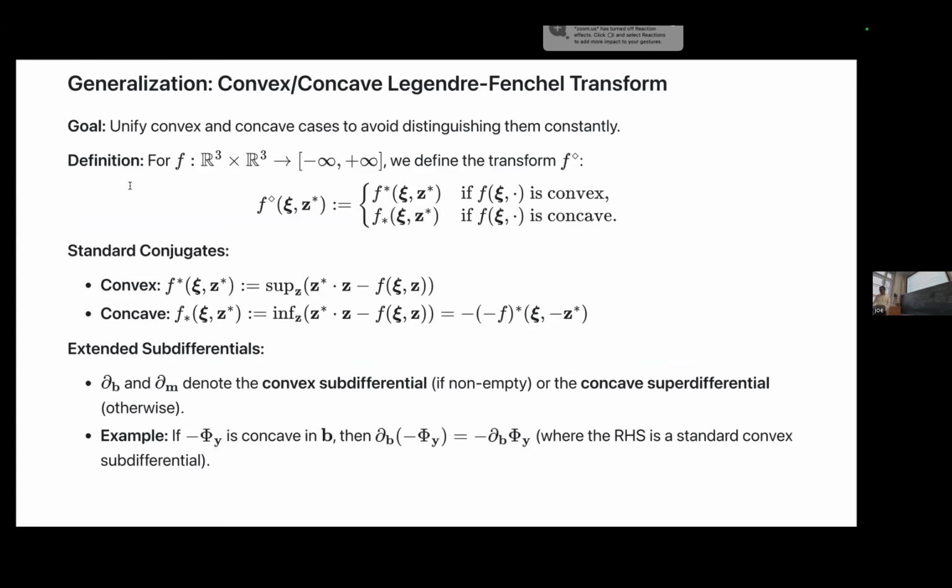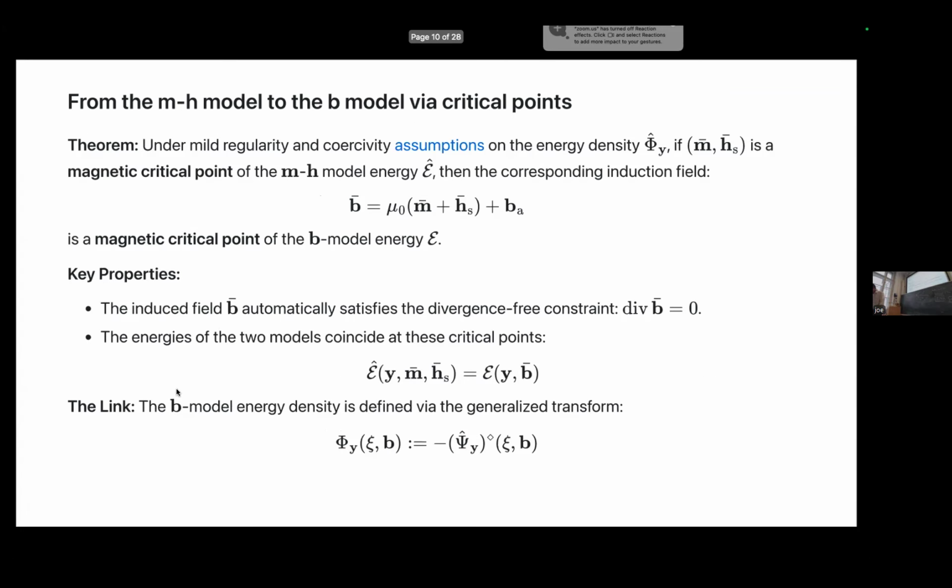So if you don't like it, I'm not the person to blame, but essentially you can treat both cases, both the convex case and the concave case, using a single notation, using a different notion of Legendre transformation according to whether the function is convex or concave. It's not complicated. You just change the sign of the function, and you take the convex conjugate, and then you change the sign again. This is basically the idea. And of course, these symbols now represent not necessarily the convex subdifferential, but could also represent the superdifferential, according to whether the function is concave or convex.